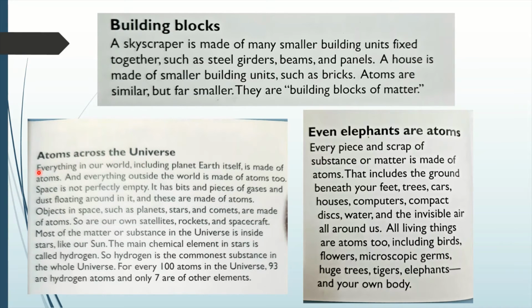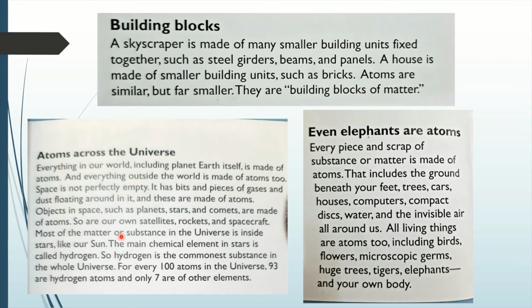Atoms across the universe. Everything in our world, including the planet Earth itself, is made of atoms, and everything outside the world is made of atoms too. Space is not perfectly empty. It has bits and pieces of gases and dust flowing around in it, and these are made of atoms. Objects in space, such as planets, stars, and comets, are made of atoms. So are our satellites, rockets, and spacecraft.